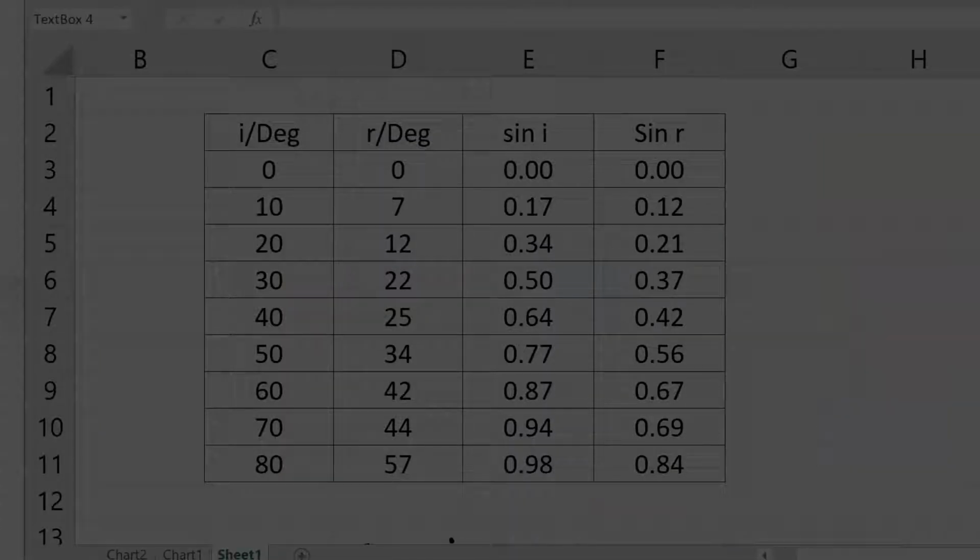Now I've taken all the measurements, we're going to make sure we've recorded all the results. So there's our angles of incidence we've already filled in. We've written in our angles of refraction. Then what we need to do is calculate sin I and sin R for all of the rows, because ultimately that's what we're going to plot.